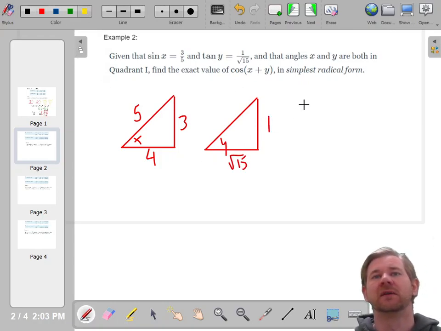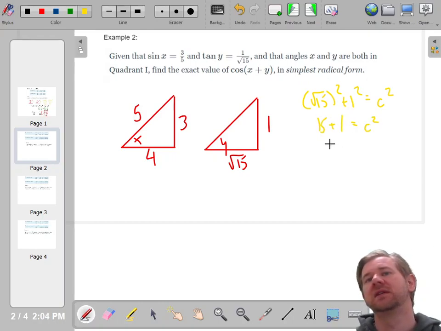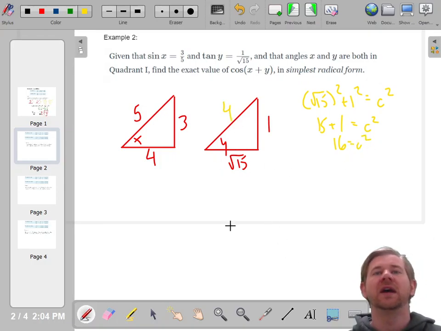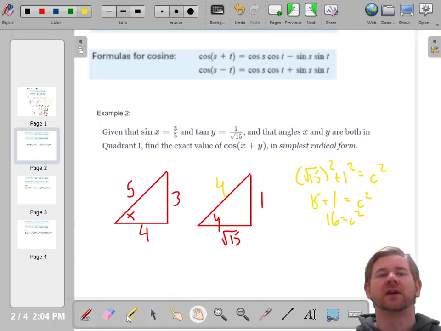So for Pythagorean theorem, we don't know the hypotenuse this time, so just be careful. We'll just call that c squared. 15 plus 1 is 16. 16 is c squared, so this must be 4. So now I have everything I need to be able to do this. I just need to use the right property. The cosine of x plus y, that's right there. So I'll write it out just to be safe.